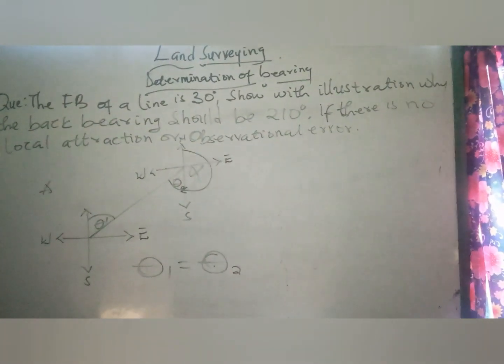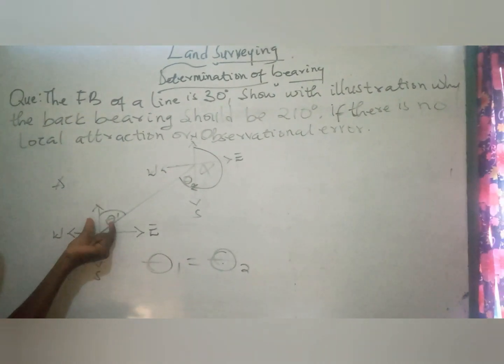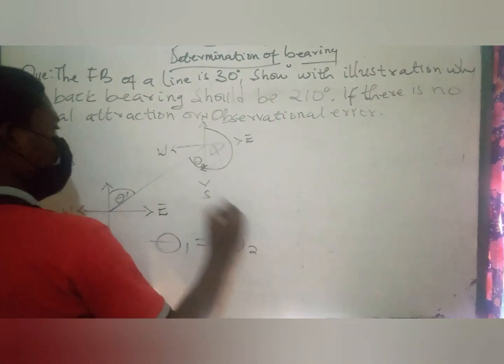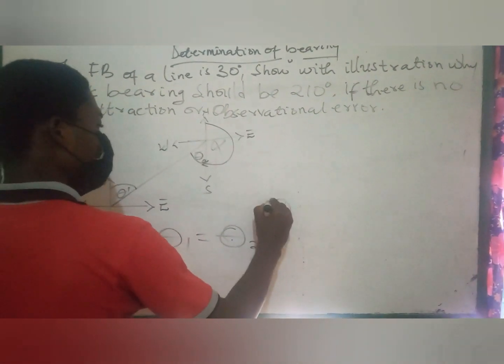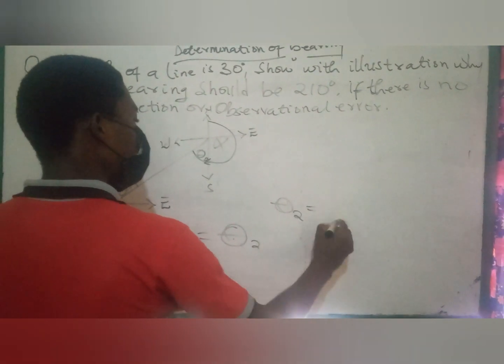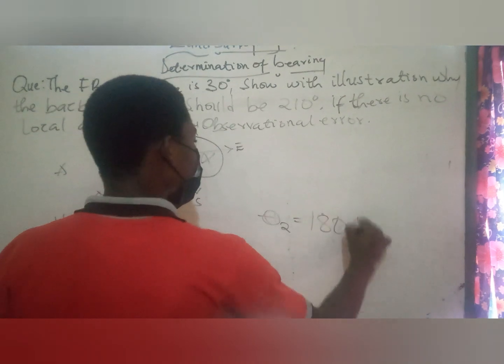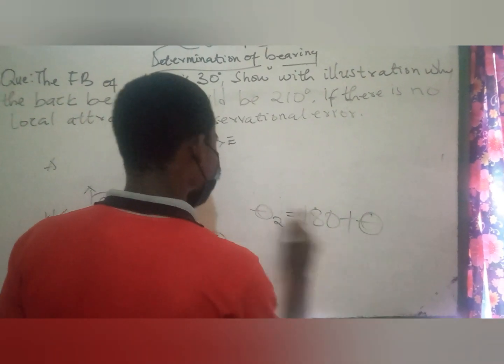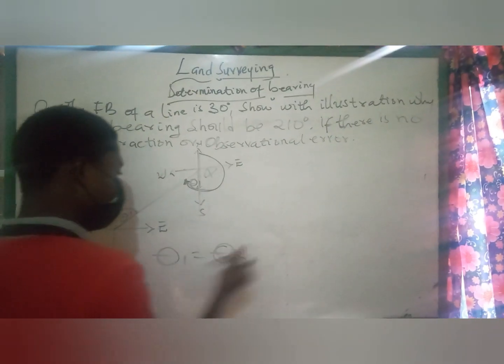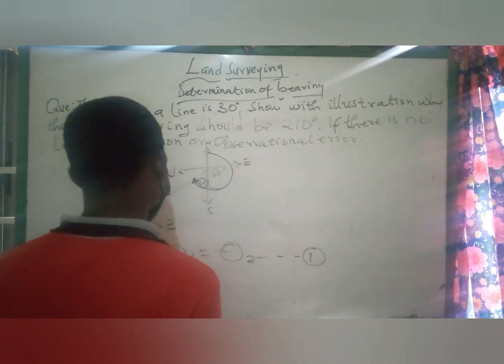But let's ask ourselves, how can I get theta 2 if I don't have theta 1? That means that to get the value of theta 2, it means whatever value, that's 180 plus that theta. So this becomes equation 1.